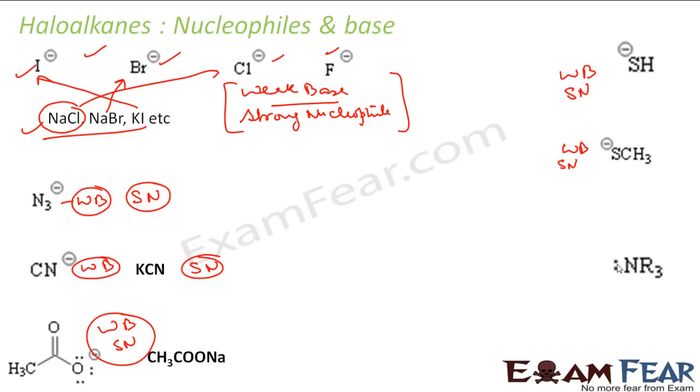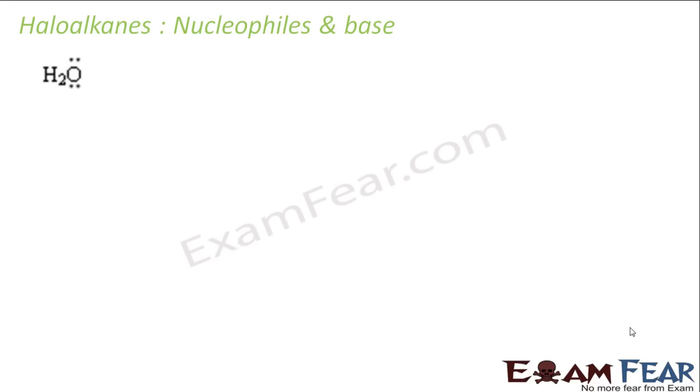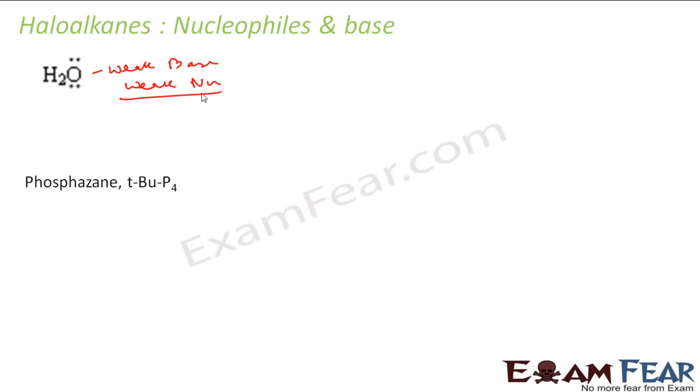NR3 with a lone pair here. You see, there is no negative charge, right? It's a weak base and it's also a weak nucleophile. Similarly, PR3 is, I can say, an average nucleophile because there is no charge and it's a weak base. Correct? We'll take water. Water, if you see, is a weak base, we know. And there is no charge on this, so it's a weak nucleophile. So it is a weak base and weak nucleophile.